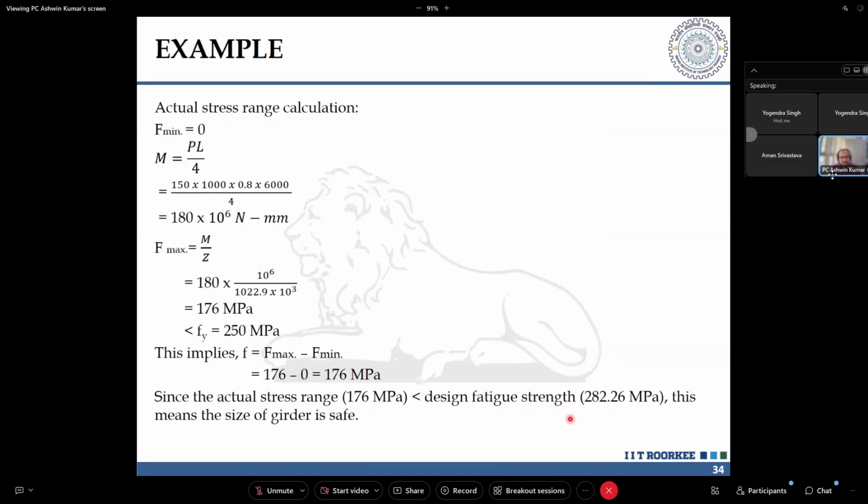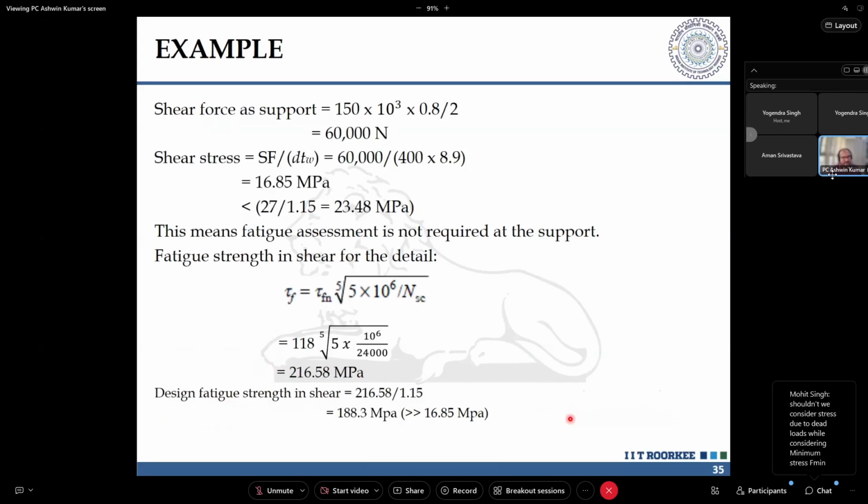So with respect to this, we say, okay, this is very fine. So the girder is safe itself. We can find out the same thing for shear force. So we have checked in flexure that the girder is safe. The fatigue strength is much higher than the stress range that is developed in the girder due to the movement of the crane. And we now check for the shear.